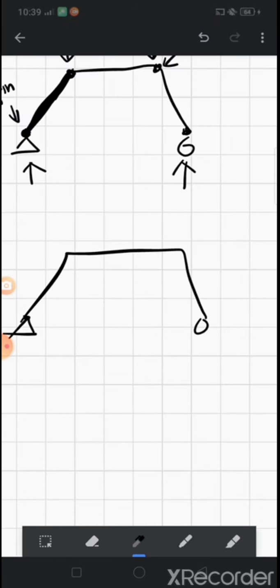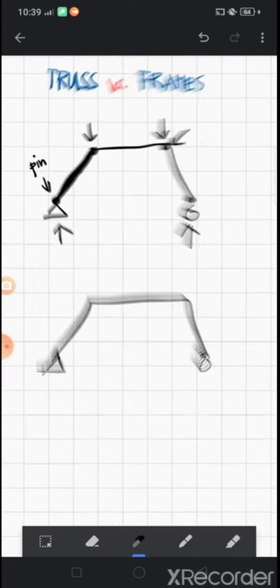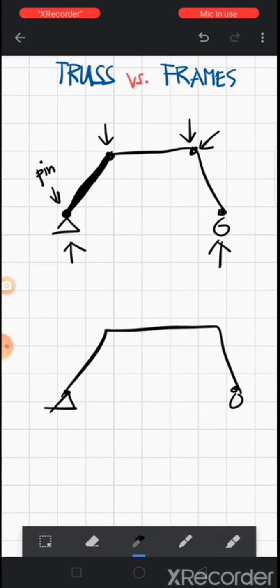by any jointing method you want, but not only with a pin. You can connect it with any other joint you want.